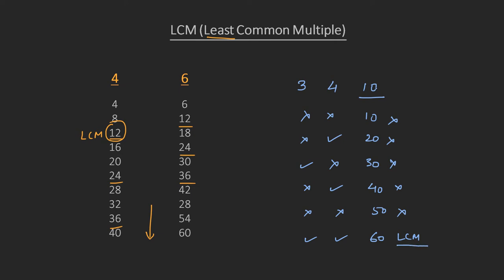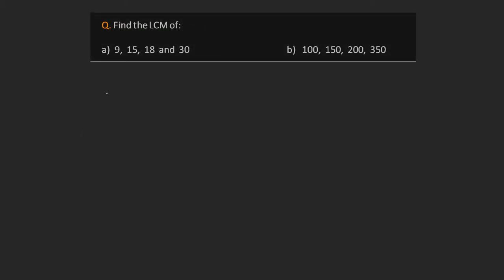So again, start with the largest number and go through its multiples one by one until you find one that is also a multiple of the other numbers. That's all you need to do to find the LCM. Let's look at the next example, and with it, the next trick. Find the LCM of 9, 15, 18, and 30.